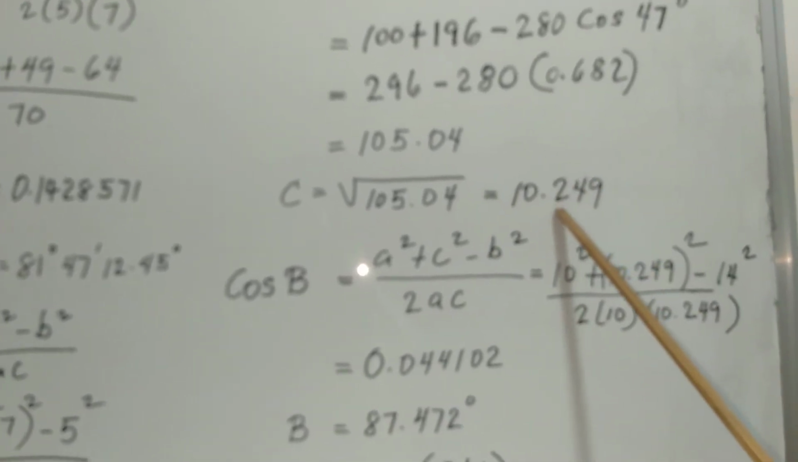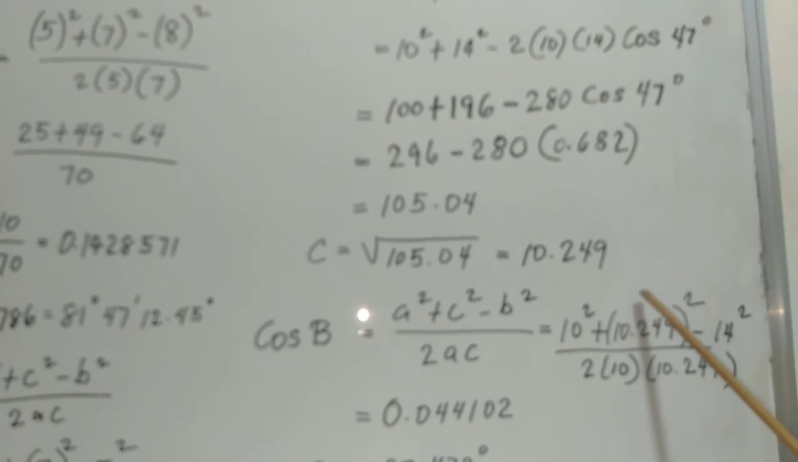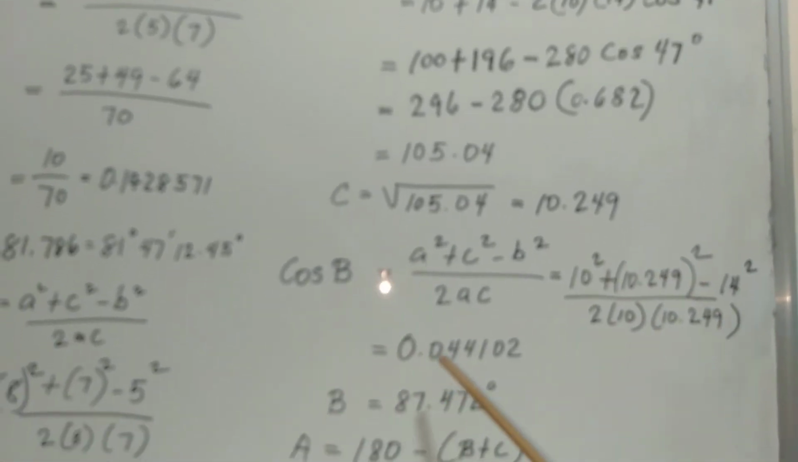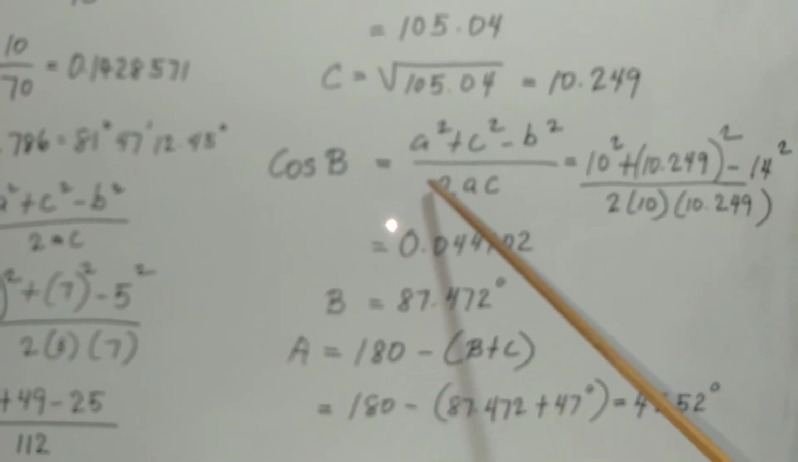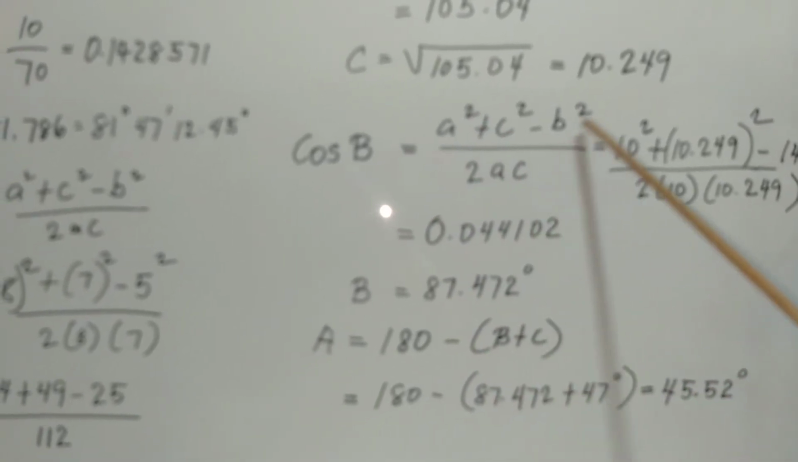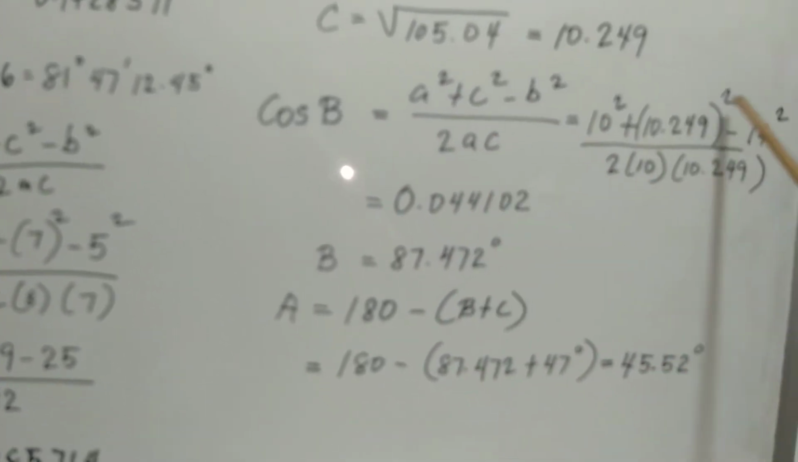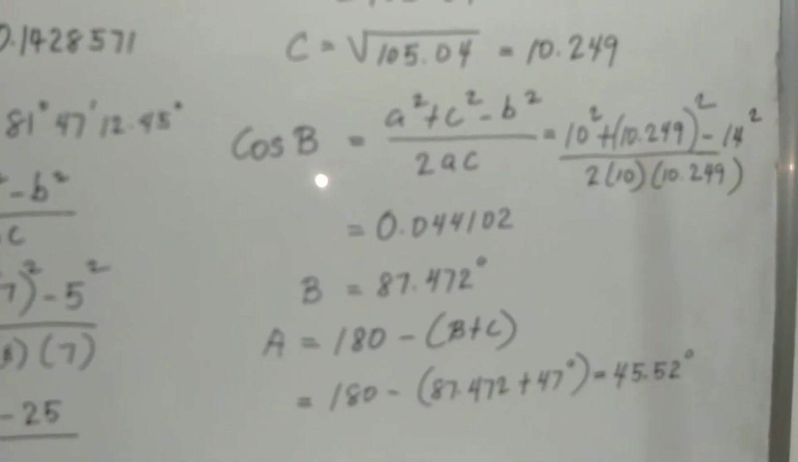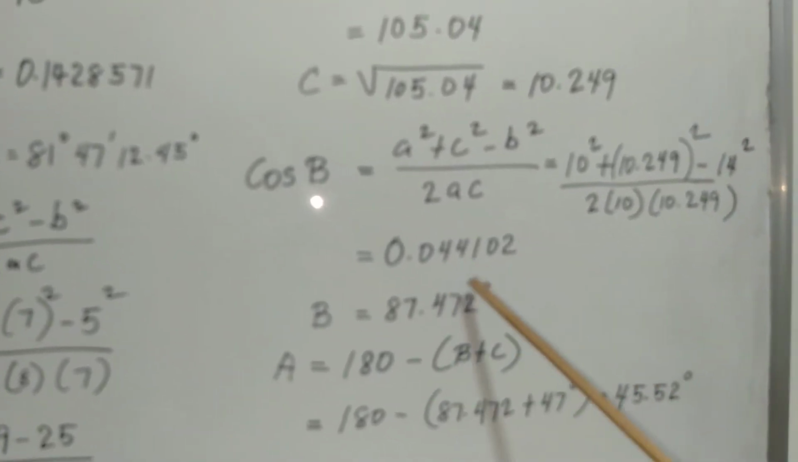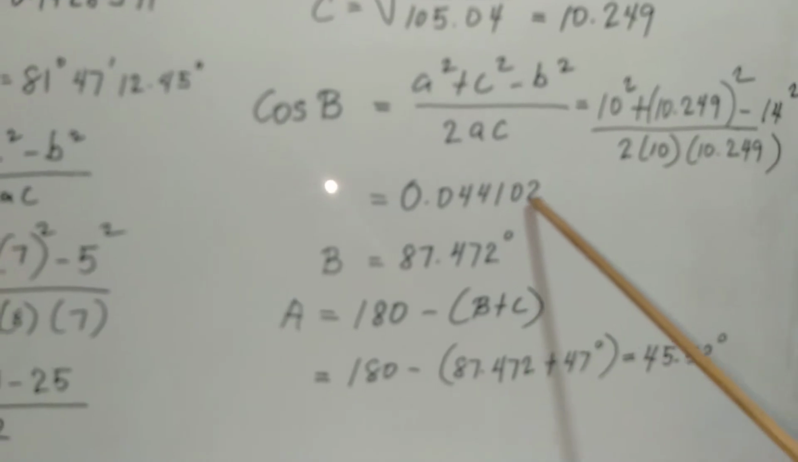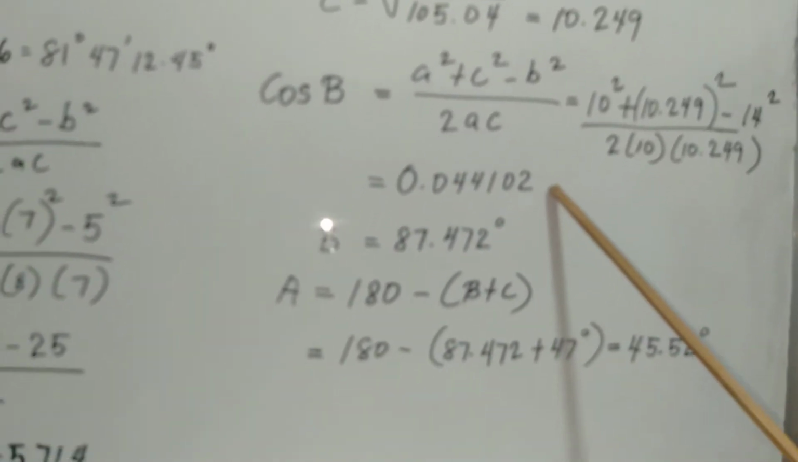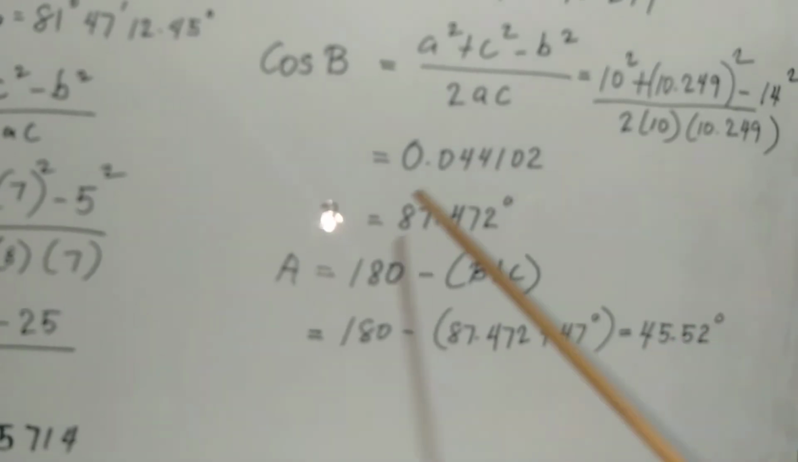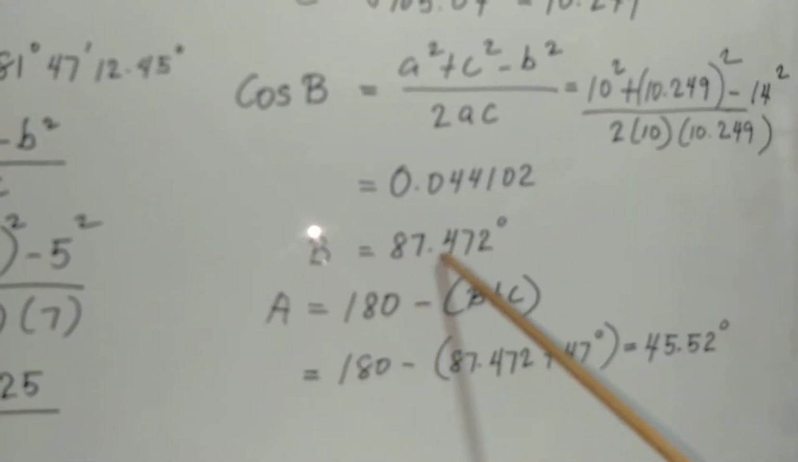So after completing all the three sides, we can make use again of the law of cosines formula, which is a squared plus c squared minus b squared over 2ac. Substituting all the values, we get 0.044102. Getting the arc cosine of this, will arrive at 87.472.